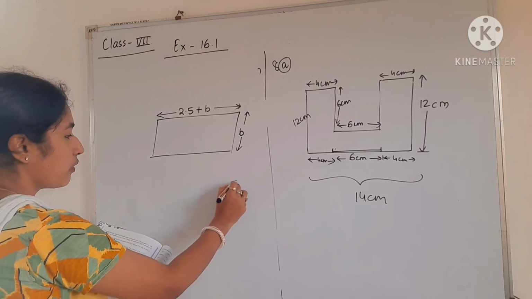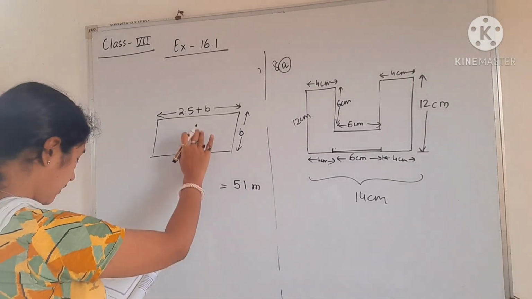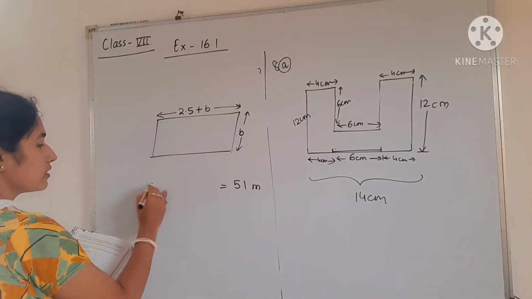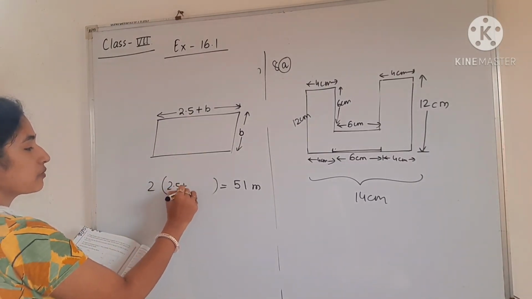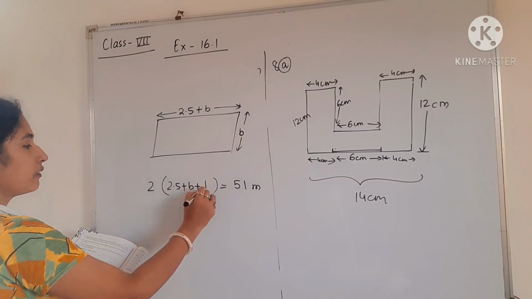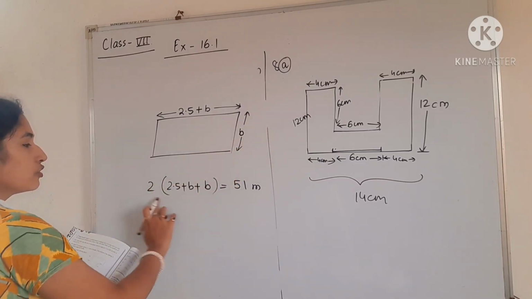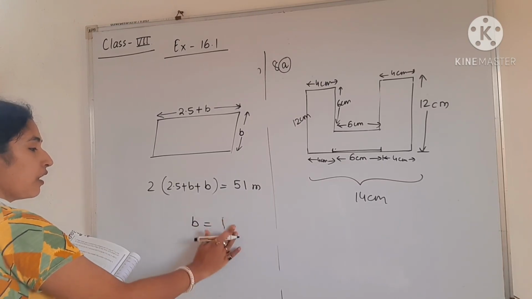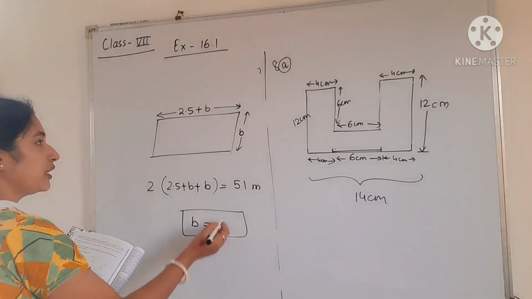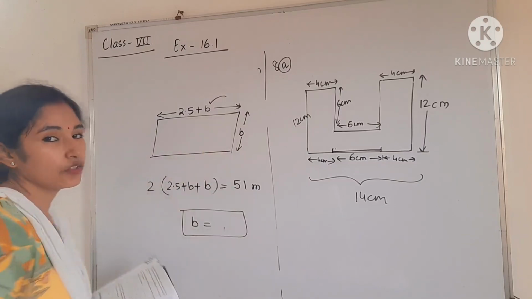Perimeter is given as 51 meter. So we know the perimeter formula, 2(L + B). In place of L we can write 2.5 + B, and in place of B we can write B only. So by solving this equation you can easily find the value of B. After finding the value of B, just put it here, and you will get the length of the parallelogram.